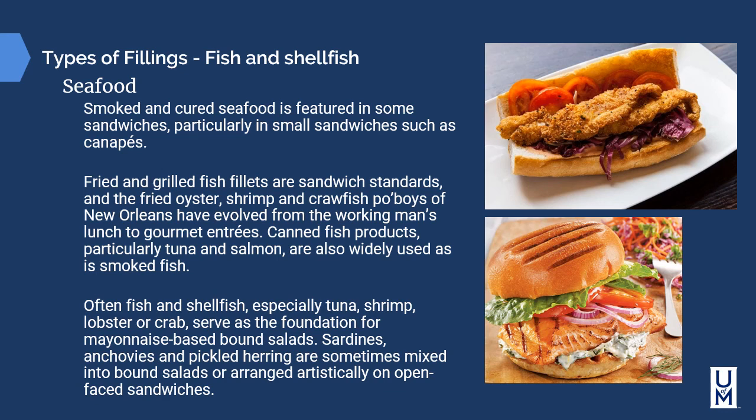Often fish and shellfish, especially tuna, shrimp, lobster, or crab, serve as the foundation of mayonnaise-based bound salads. Sardines, anchovies, and pickled herrings are sometimes mixed into bound salads or arranged artistically on open-faced sandwiches.